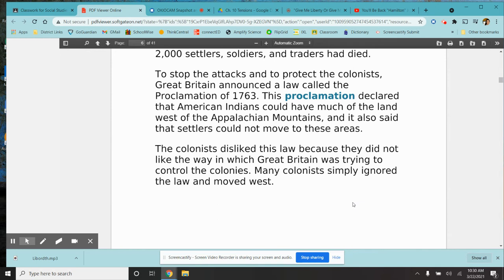The proclamation declared that American natives could have as much of the land west of the Appalachian Mountains, and it also said that settlers could not move to these areas. The colonists disliked this law because they did not like the way in which Great Britain was trying to control the colonies. Many colonists simply ignored the law and moved west. All right, so they wanted to go past the mountains, and Britain was trying to make peace with the natives, saying, okay, we won't go past the mountainside. You could have everything to the west of the mountains.